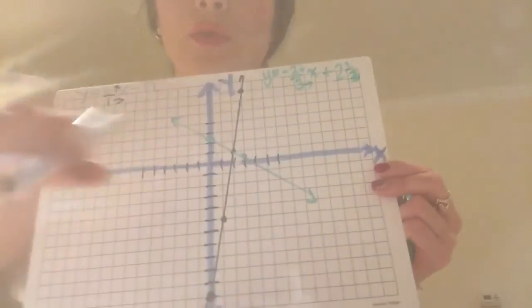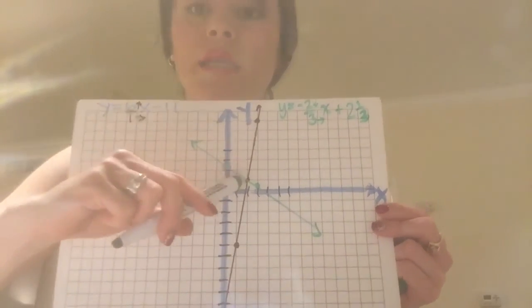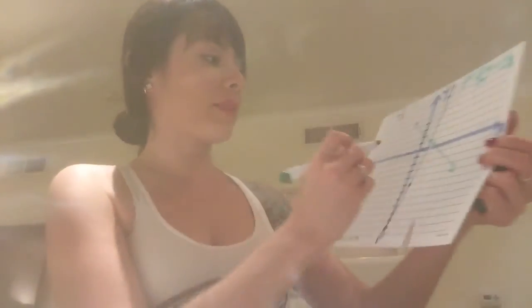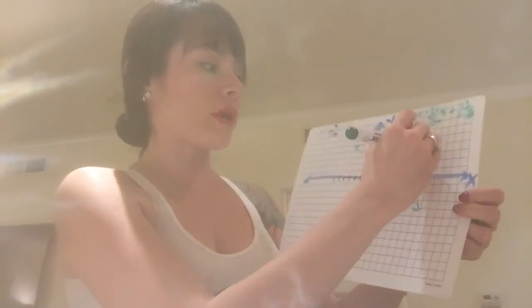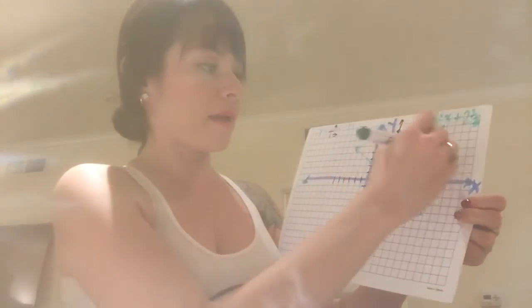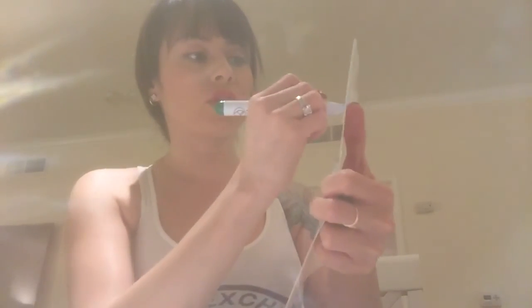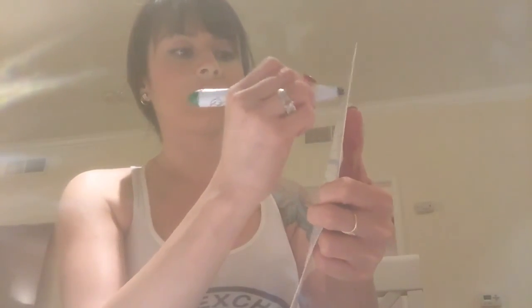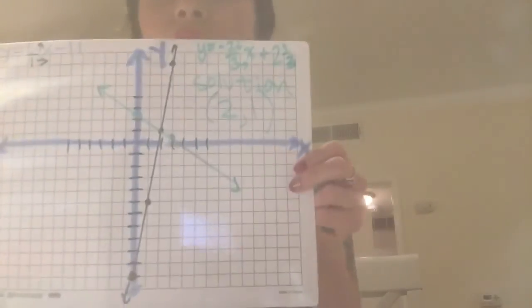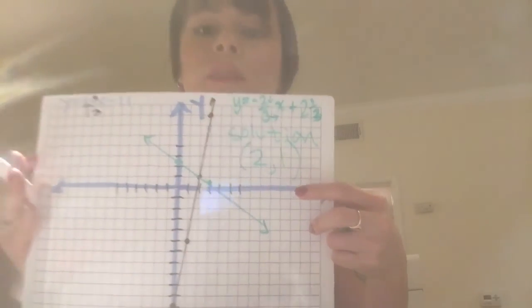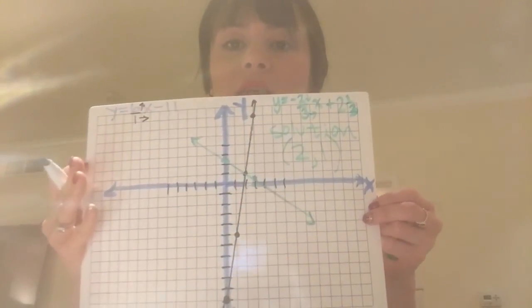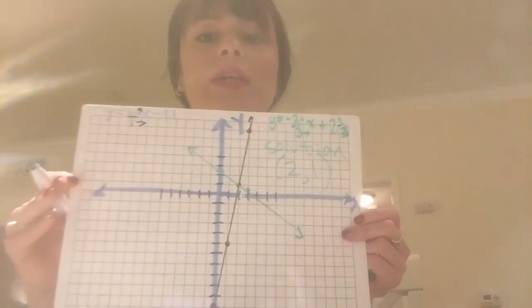So there's one solution because they're intersecting at one place, and that place is at positive 2 for x and positive 1 for y. So that is your solution. Your solution is the ordered pair (2, 1), because that's where your lines intersect. And that's how you solve systems of equations by graphing.